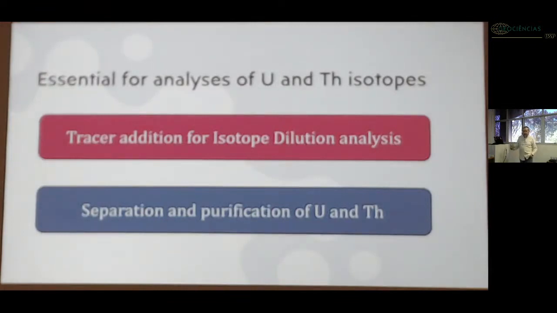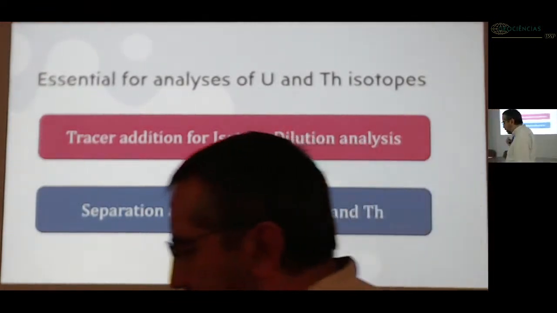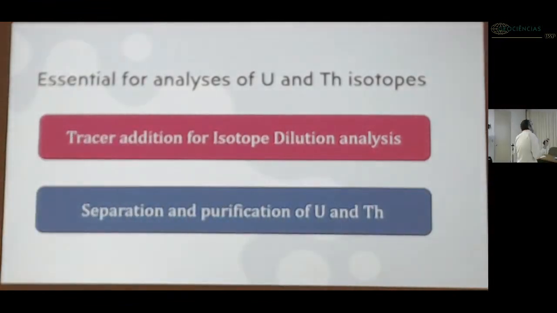Now, before jumping to the analysis, there are two things that need to be taken into consideration for the analysis of uranium and thorium isotopes. One of them is the addition of the tracer for isotope dilution analysis, and the other is the separation and purification of uranium.